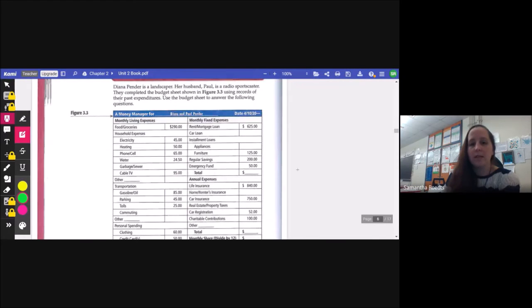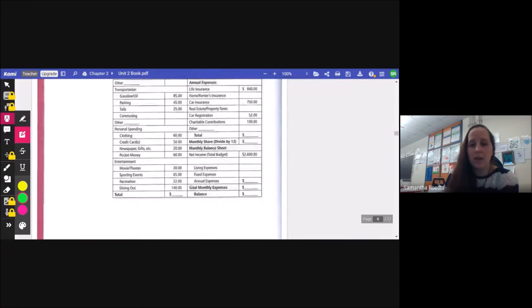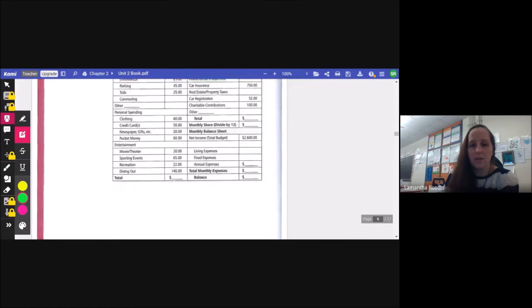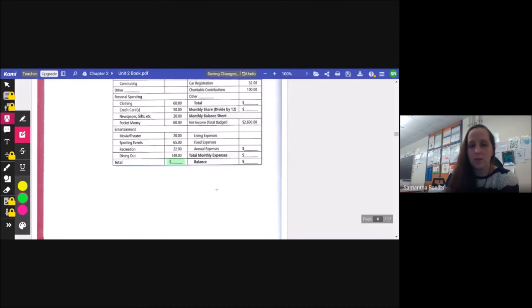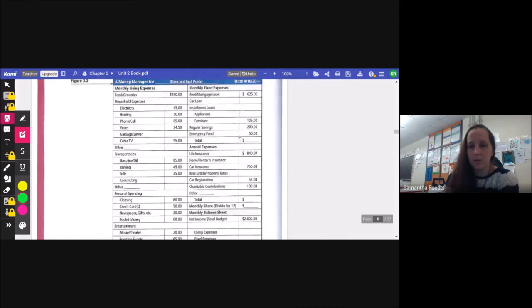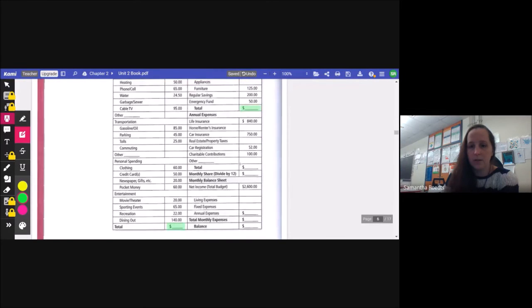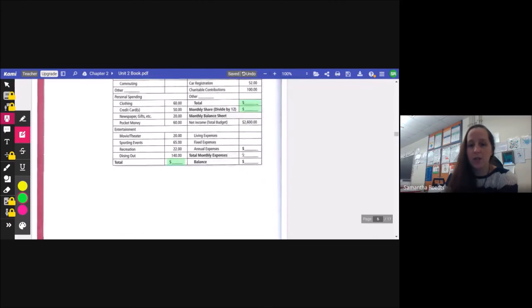For lesson practice, you're going to use figure 3.3 to answer the questions. You're going to have to find the totals here, the total and the annual, the monthly. The net income that she has, the 2,600, is already here. Then you're going to have to find the annual expenses, the total monthly expenses, and the balance. You're going to have to fill these out to answer the questions. That total is going to go here.